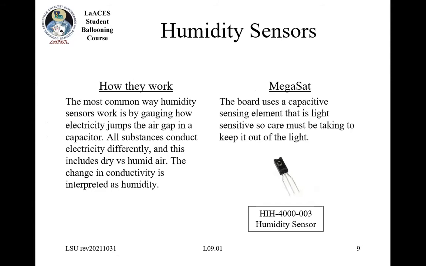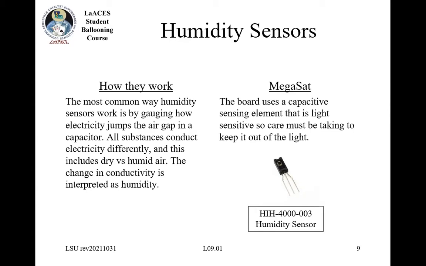So the third sensor that we're going to give you as part of your Megasat kit, or third type of sensor, is a humidity sensor. One common way of doing this is you basically have a small air gap that acts as a capacitor. And the particular dielectric, or sort of how the electricity gets pushed across that gap, is going to depend on the humidity. So it'll have different readings at dry air versus humid air.